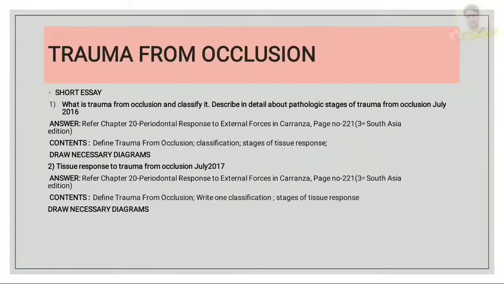Moving on to the second question, that is a short essay. What is trauma from occlusion? Classify it. Describe in detail about the pathologic stages of trauma from occlusion. The next question also has the same answer, that is the tissue response to trauma from occlusion. So in both the questions, you have to first define trauma from occlusion and then write one classification and then write the stages of tissue response.